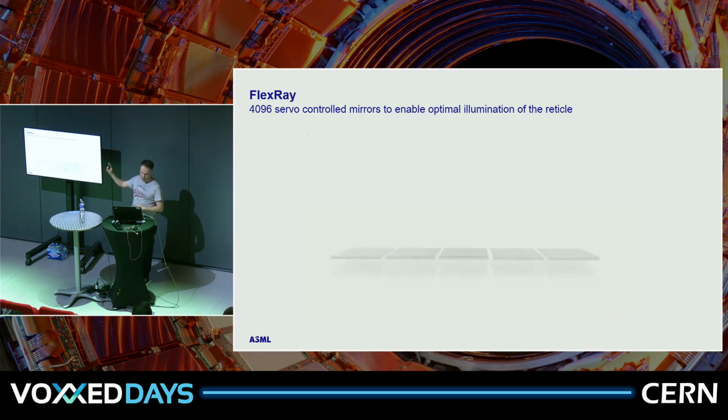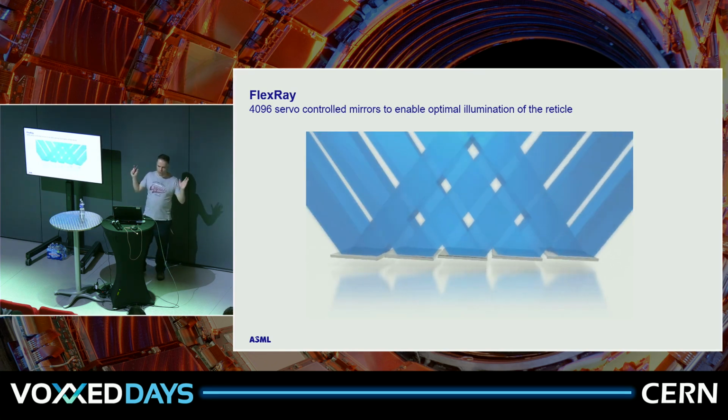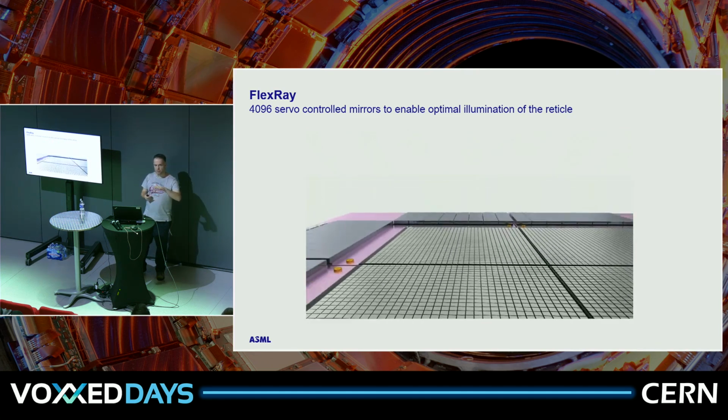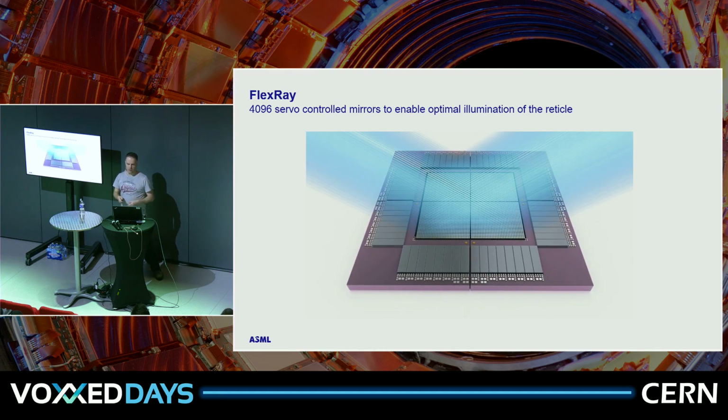So this is an example of what we can calibrate. This is a mirror. For me, it's a really weird mirror because it's actually more than 4,000 mirrors which can be controlled individually to basically control the reticle illumination. So this is one of the parameters that we can tweak, but also angles of mirrors, temperatures, how much gas is being used, all those things we can tweak based on the information we get.